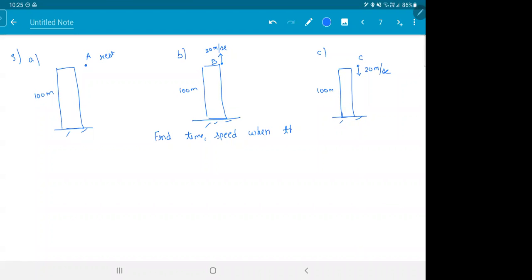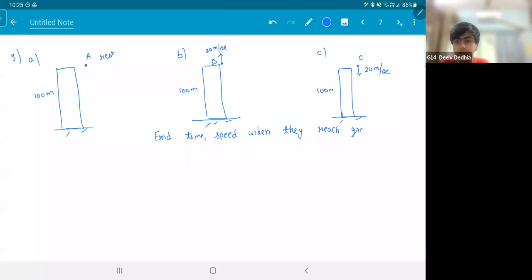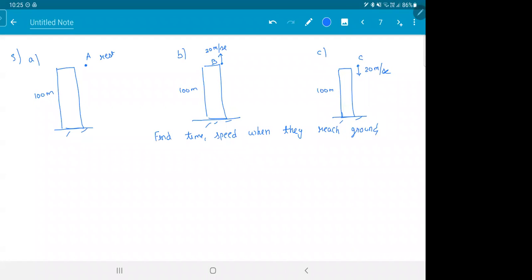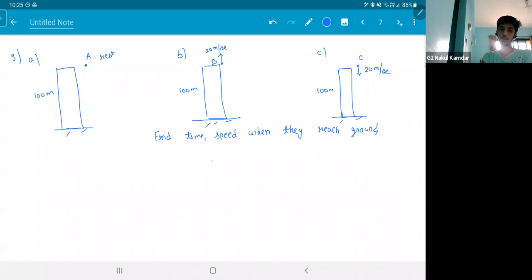Do you remember there is a relation between these three times? Anyone? Yes, sir. What is the relation? First, T is equal to root of something. Time of B into time of C is equal to time of A squared.